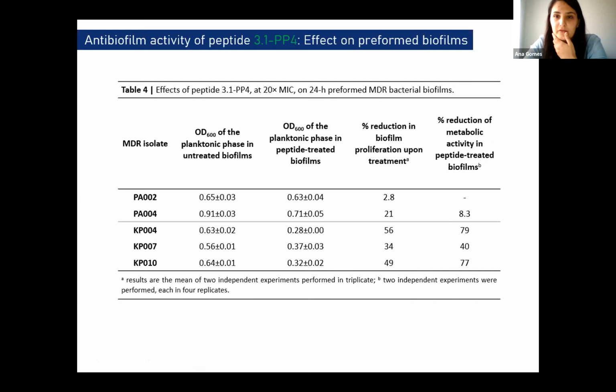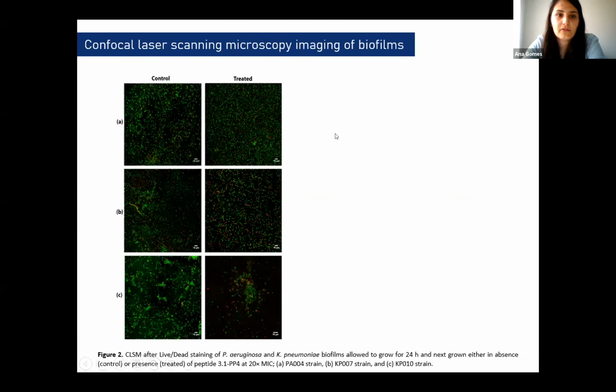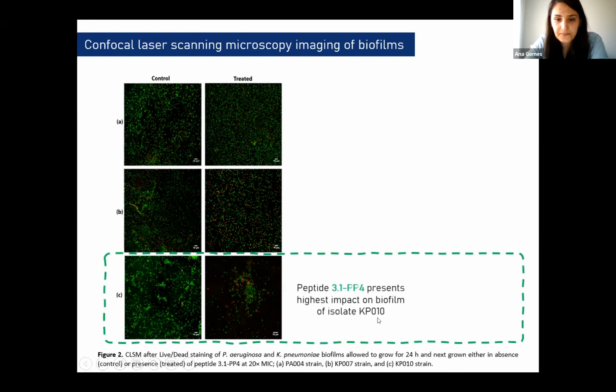To get more information about the biofilms and the influence of the peptides in biofilms, we performed confocal laser scanning microscopy against one species of Pseudomonas aeruginosa and against two isolates from Klebsiella pneumoniae. And as you can see, there is no significant difference in the control and treated biofilms with Pseudomonas aeruginosa, while in the Klebsiella pneumoniae isolates, there is a high impact, with the highest impact against this Klebsiella pneumoniae isolate through biofilm disaggregation. So at that point, we know that the peptide presents antibacterial and antibiofilm activity.